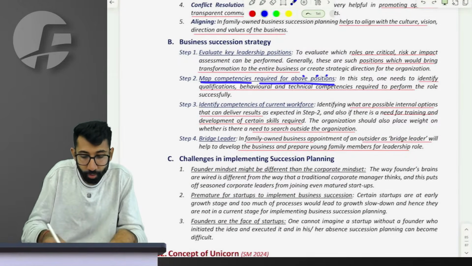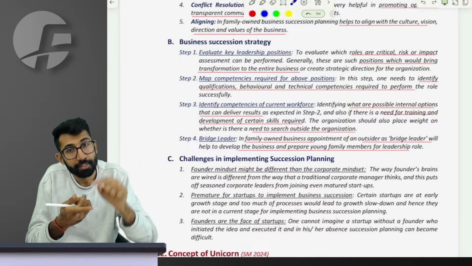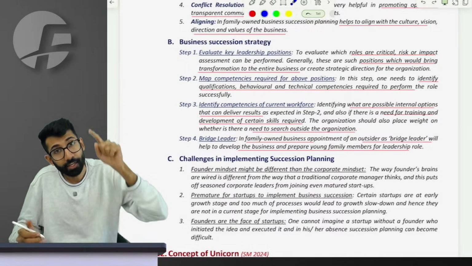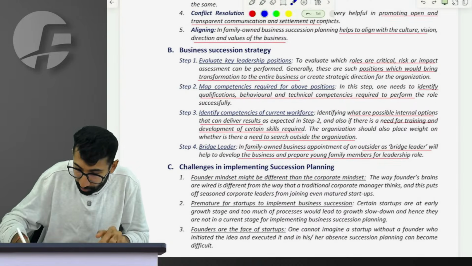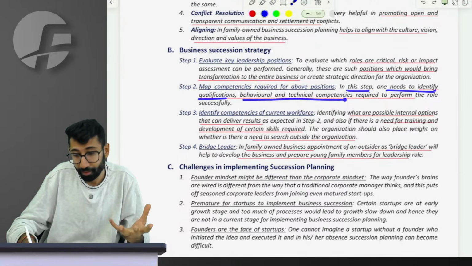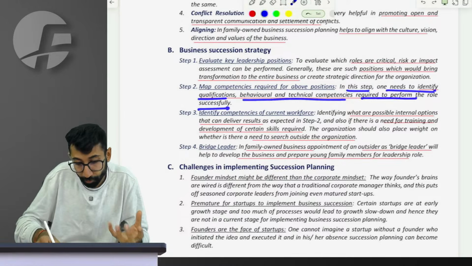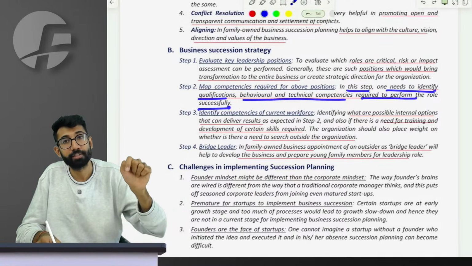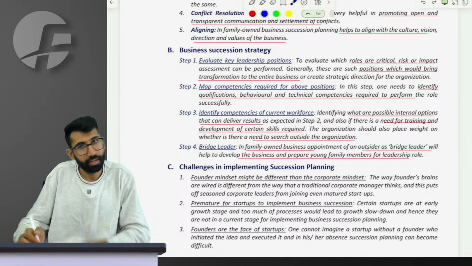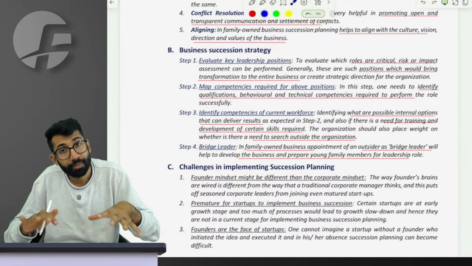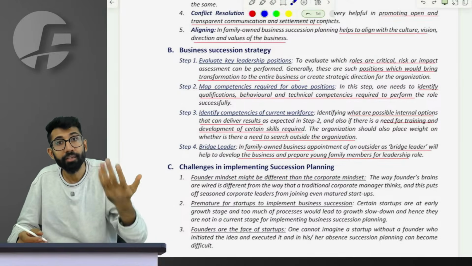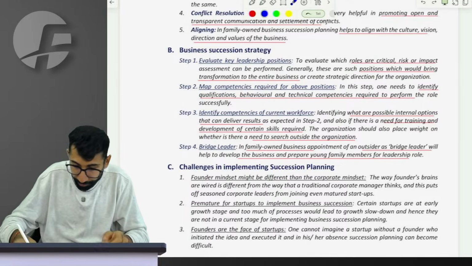You'll have to identify the skills, the potentials, the qualifications and the competencies that are needed for that position. So in this step, one needs to identify the qualification, behavioral and technical competencies required to perform that particular role successfully. Then, identify in the current workforce the people who are capable of reaching there once they are nurtured further.